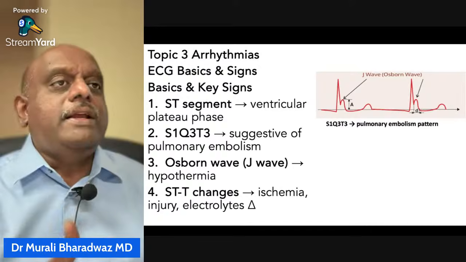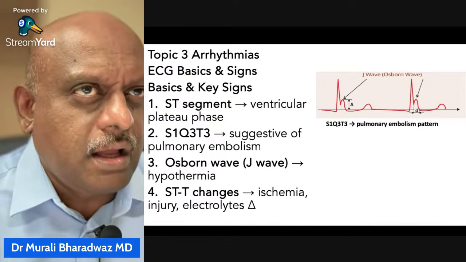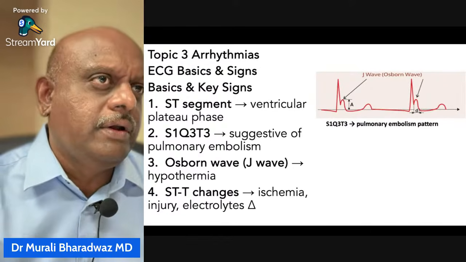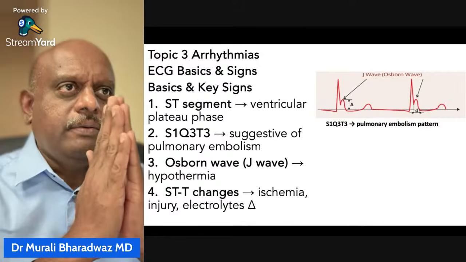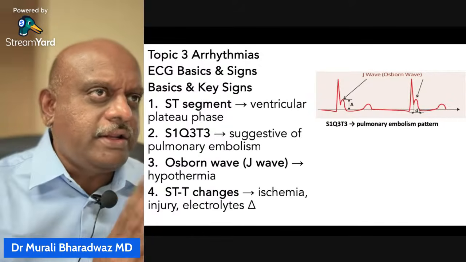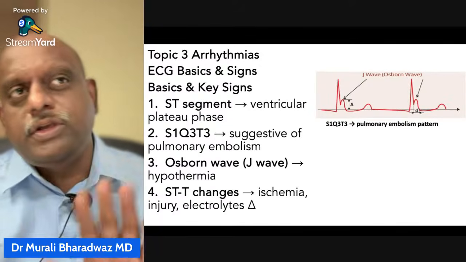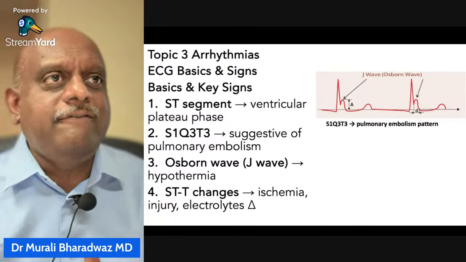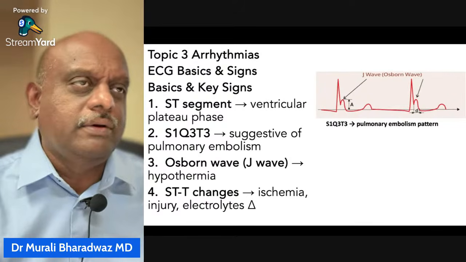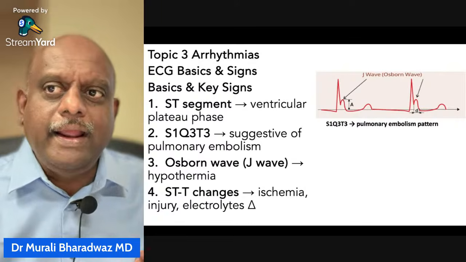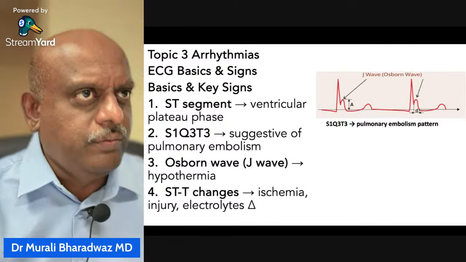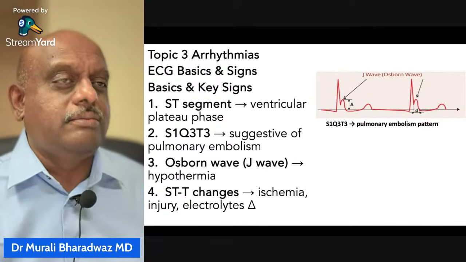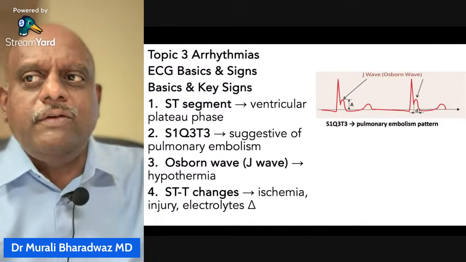Then what is an S wave? What is a Q wave? R is a positive wave. Any wave which is negative before that is called Q. Any wave which is negative after the R wave is the S wave. So lead 1 is showing an S wave, a negative wave. Lead 3 is showing a Q wave, which is also negative before the R wave, and the T wave is inverted.